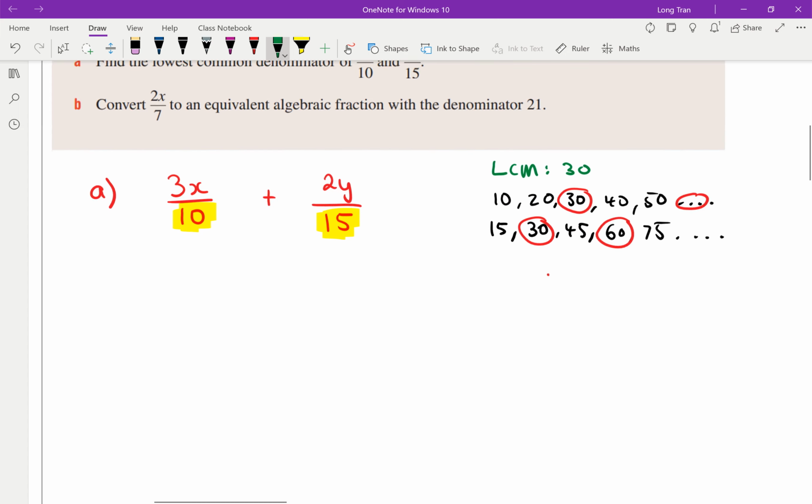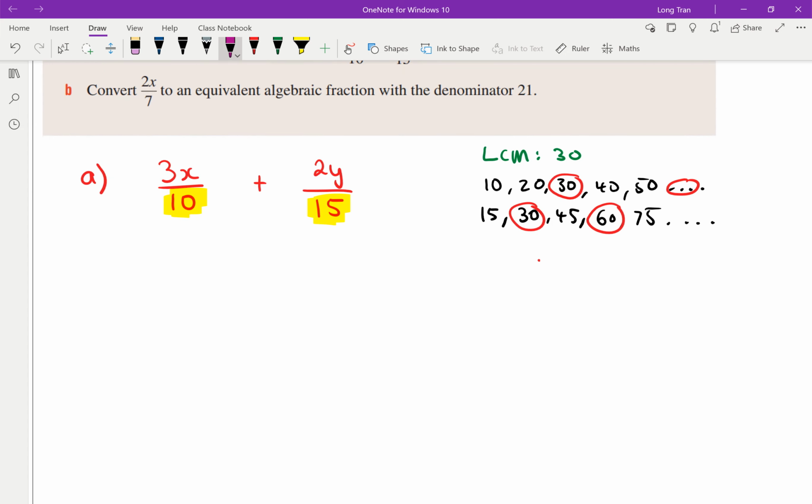And so here, how do I change them both to a 30? You can see that if I times this by 3, times the top by 3, keeping it equivalent, and times this by 2, and times the top by 2, I will change the denominators into a fraction that I can add.